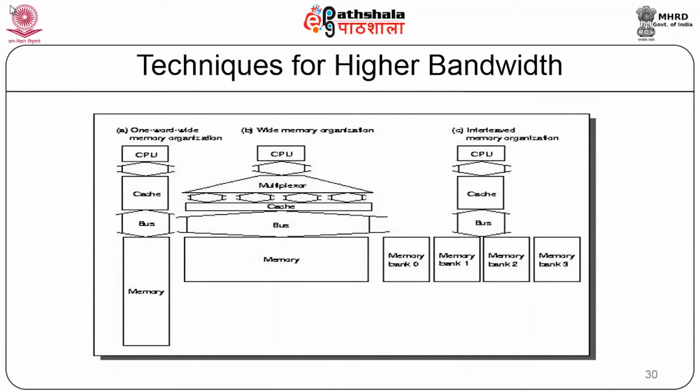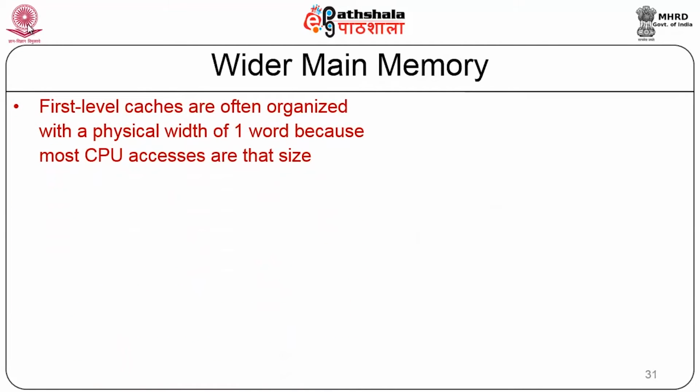So, this is a pictorial representation of the three schemes, where you do a one-word transfer, or a wide memory transfer where the width varies at different levels. Between the CPU and the first level cache, at the multiplexer, it may be a one-word transfer, but beneath that you may have a wider bus that allows you to transfer data from the main memory to the cache at a much higher rate. The third one is an interleaved memory access, where you can see multiple memory modules indicated there, and from them you can transfer data in an interleaved, parallel manner to the cache through the bus. So, we will just elaborate on this.